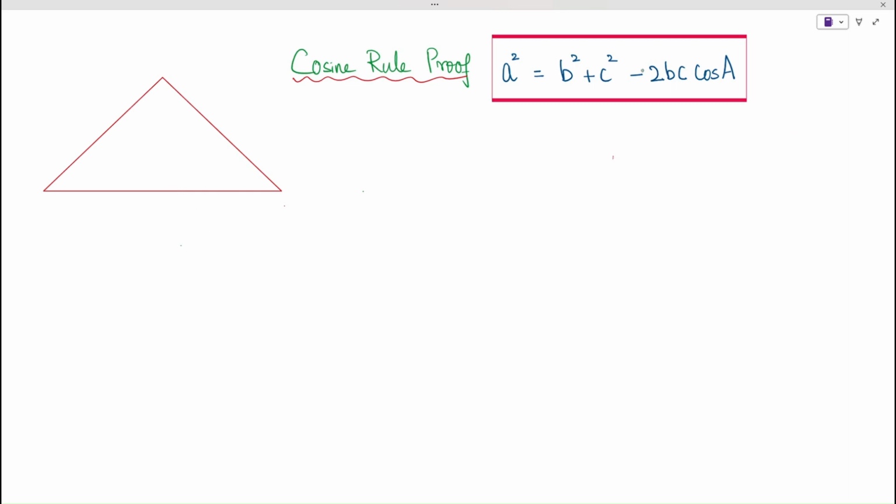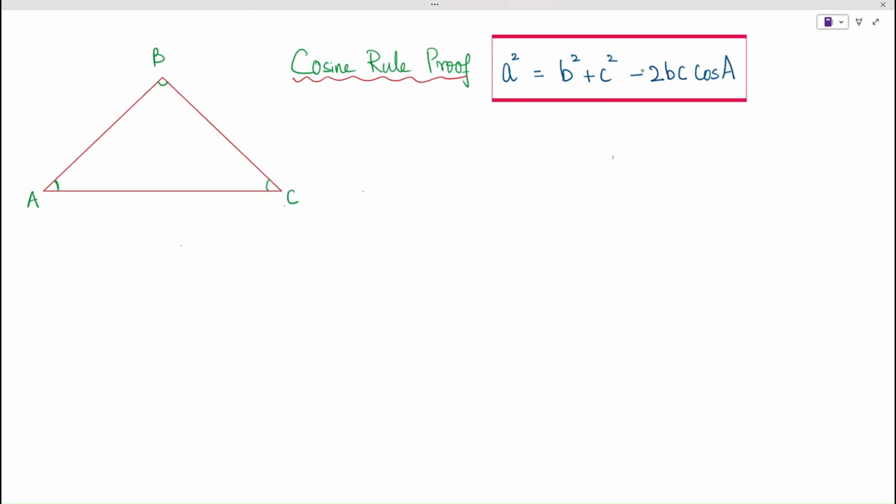In this video, we will be proving the cosine rule. So our cosine rule is a squared equals b squared plus c squared minus 2bc times cos A. And so what we're going to do first is label the angles on our triangle. We'll call them A, B, and C.